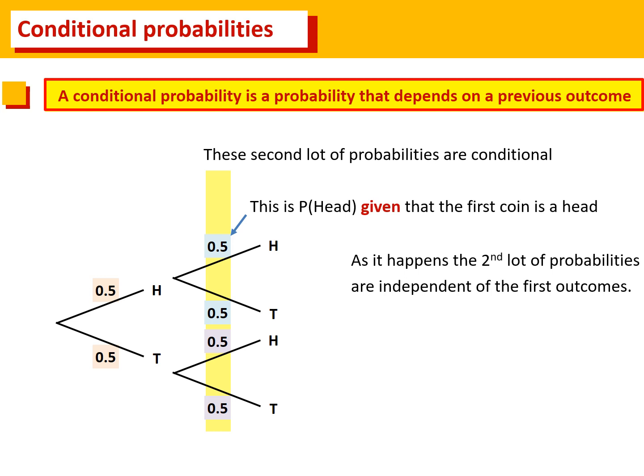Now, the second lot of probabilities that you can see highlighted are exactly the same as these probabilities here, because flicking a coin, the outcomes for the second coin do not depend on the outcomes for the first coin. So that's what we mean by independent. The probabilities of these outcomes do not depend on what's happened previously. That's not always the case.